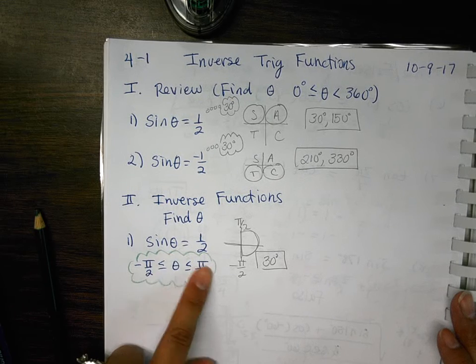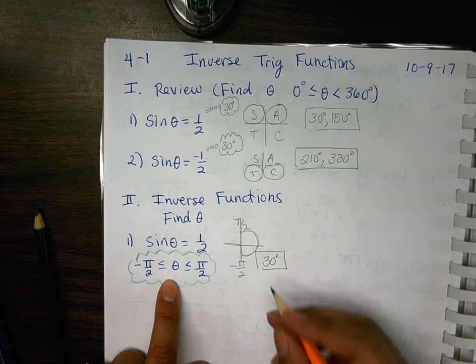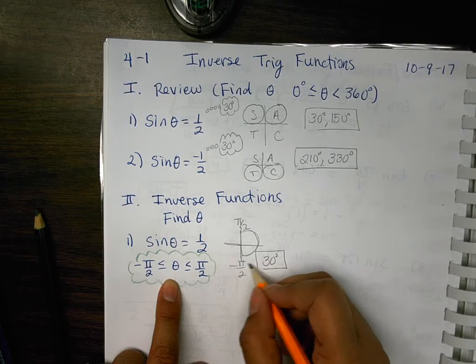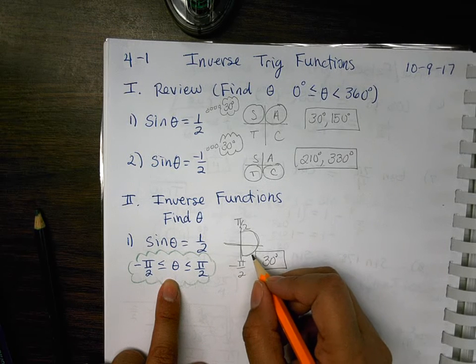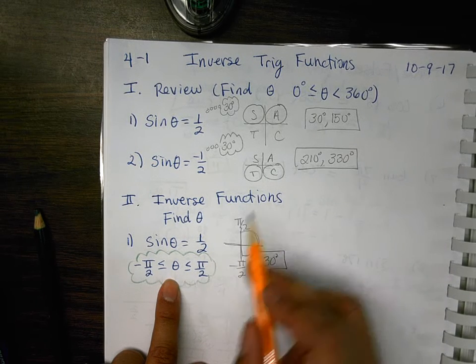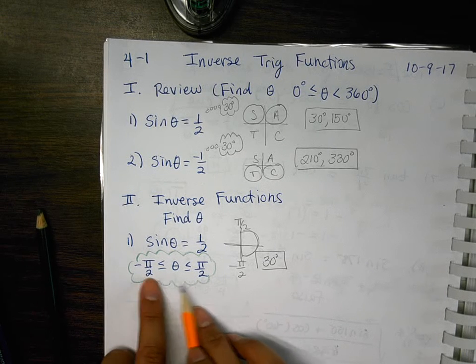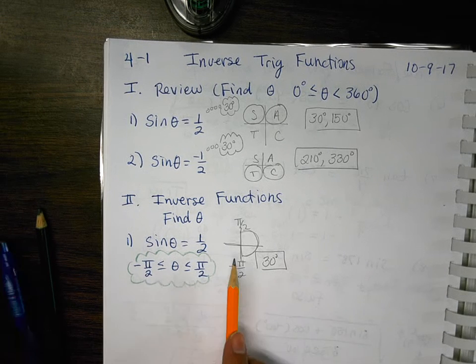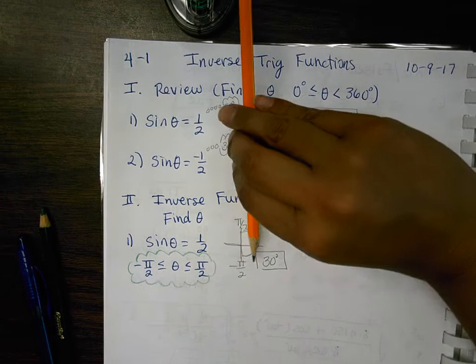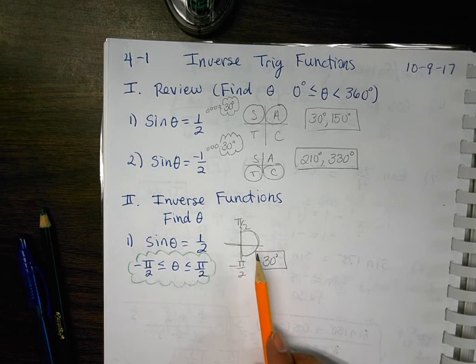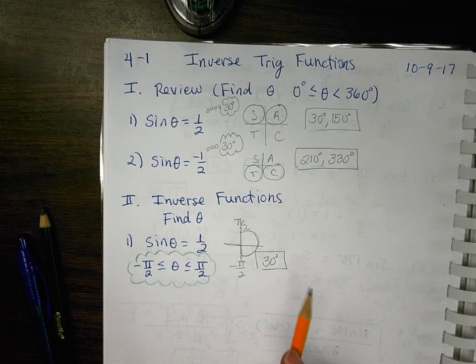According to my restriction, I can only get answers that are in quadrants 4 or 1. And if I'm in quadrant 4, I don't call it 330. What would I call it? Negative. Negative 30, negative 60, negative 45, because I'm going from negative 90 to positive 90. So anything in quadrant 4 is going to be negative. Do you see that? All right.